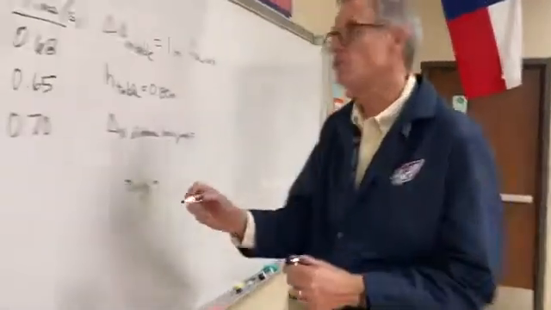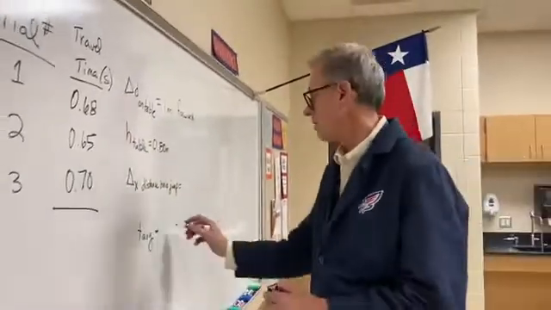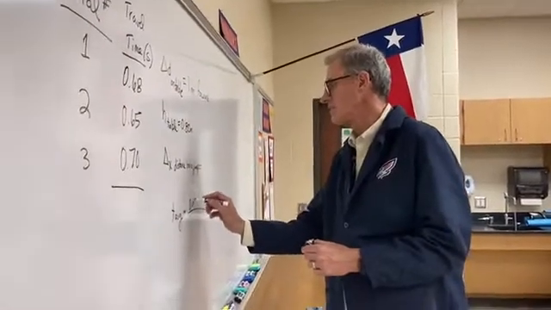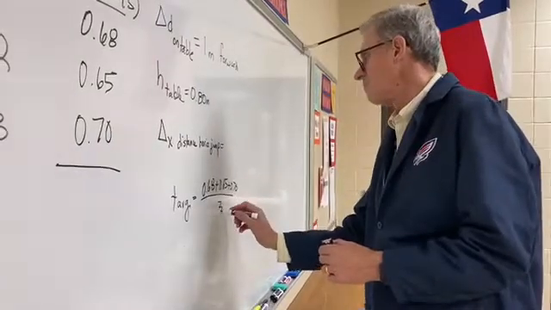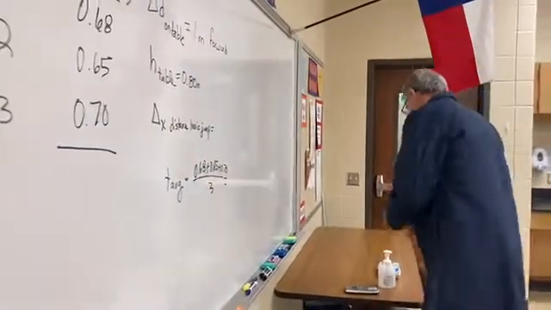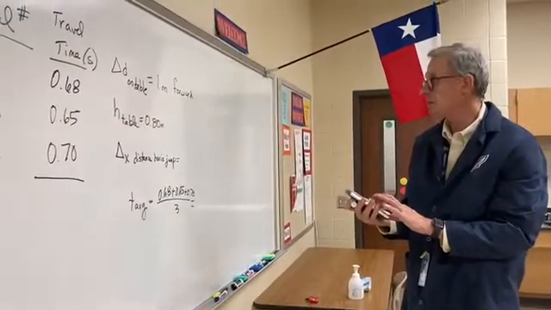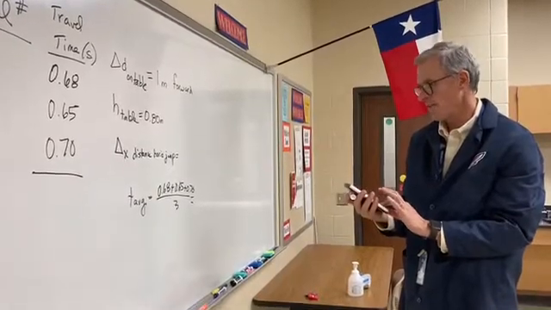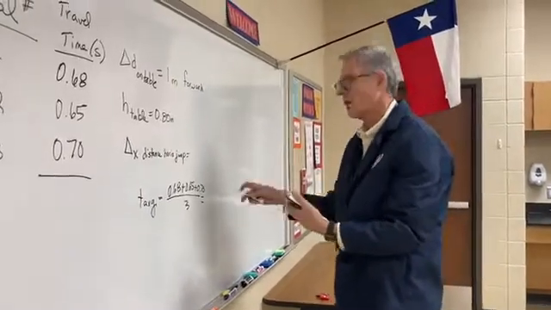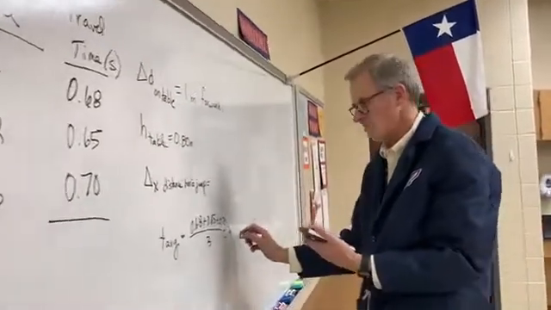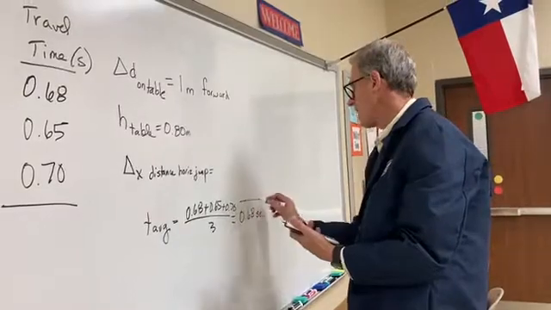So now I want to get the average of these 3. To get the average, I'm going to add them all together, and then I'm going to divide by 3. So to get the time average, it's 0.68 plus 0.65 plus 0.7 divided by 3. I've got my handy calculator here because I just got this data. I didn't have it ahead of time. So 0.68 plus 0.65 plus 0.7, and then I divide by 3, the number of total trials. And the average, I'm going to round it to 2 significant figures. So it's going to be 0.68 seconds. That's going to be my time.